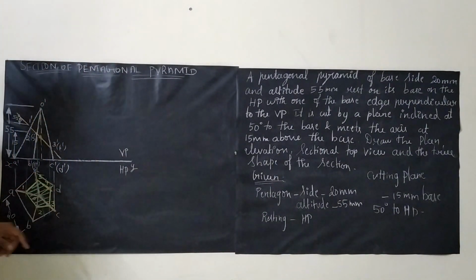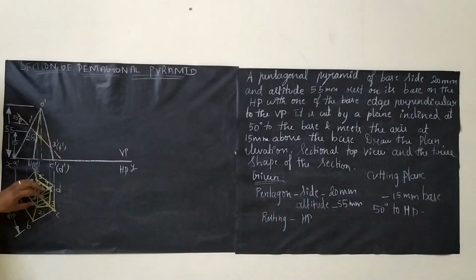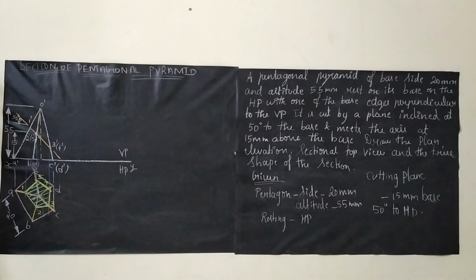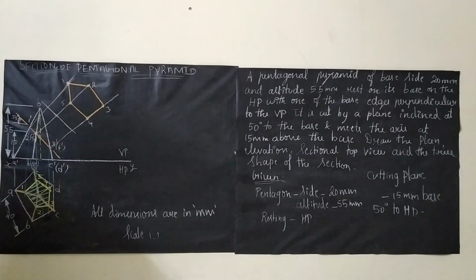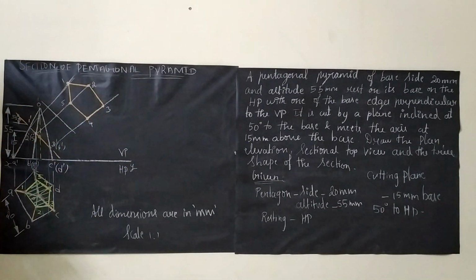Now we are going to draw the true shape of the section. Whatever we got here, we will be drawing here. For drawing the true shape of the section, we have to draw another reference line, a new reference line parallel to the cutting plane. So here is the cutting plane.